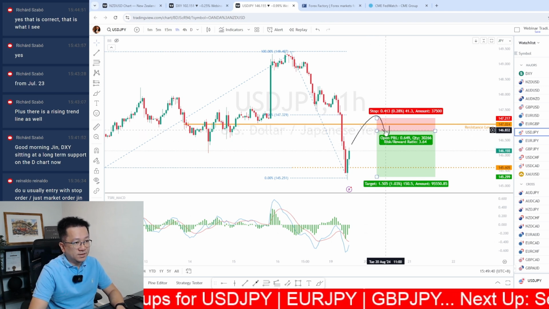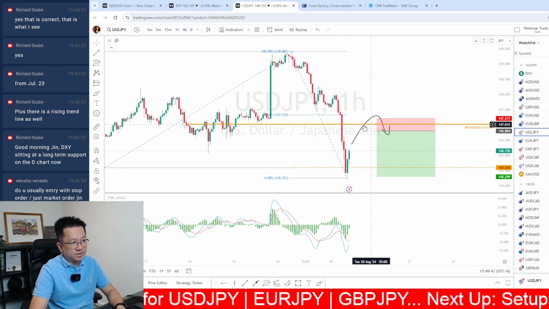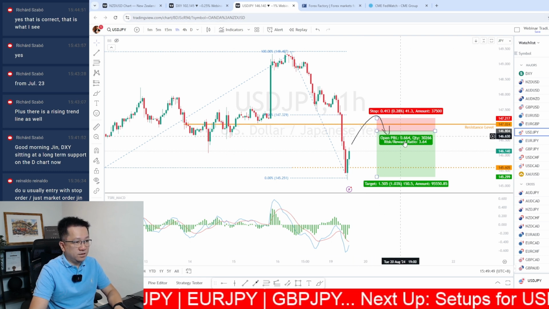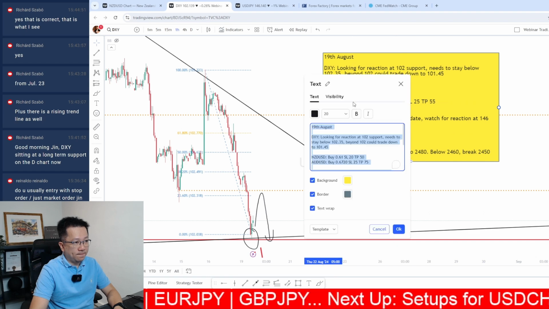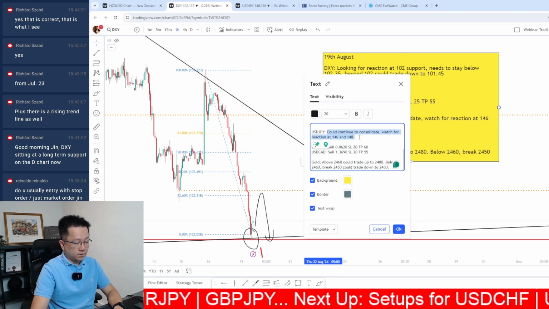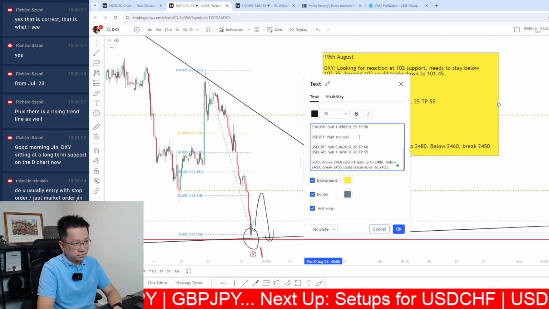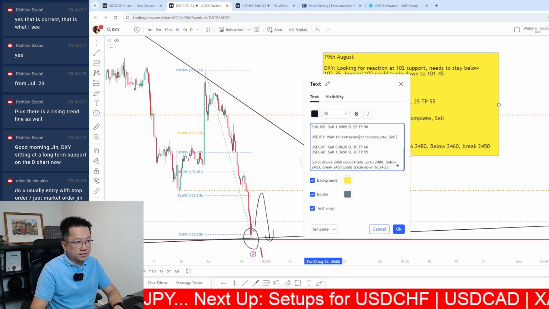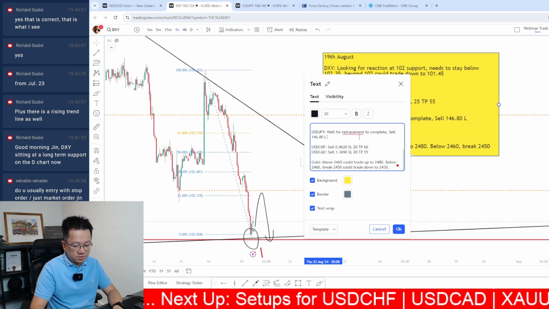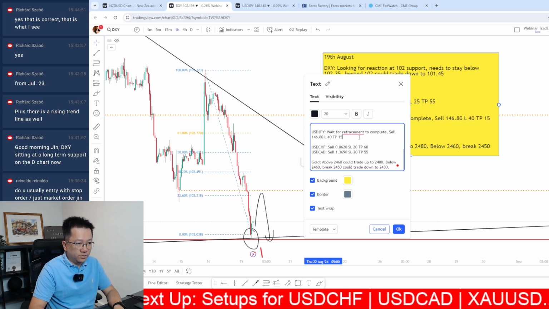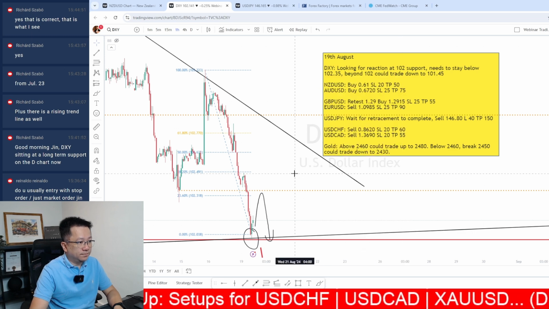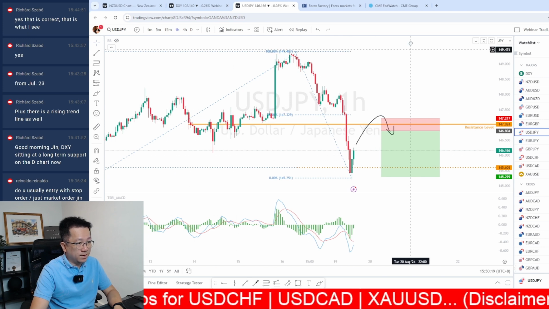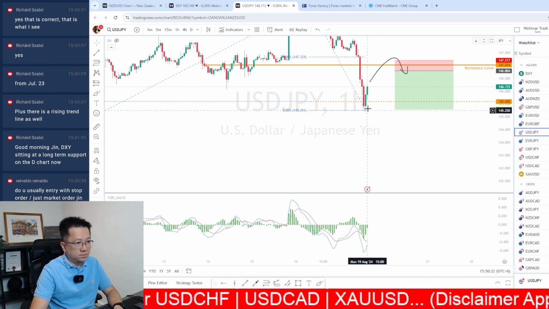Right, so we're looking at that for dollar yen to retrace, test and reject at 50% and 147 level, 146.80, 40 to 150. Wait for retracement to complete. Sell at 146.80, stop loss 40, take profit 150 to the downside. Look, it's already weakening. That retracement is already weakening, so it might not ever come all the way back up again. Break that low and look to sell it down.